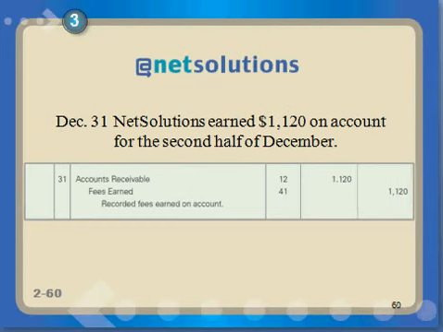Okay, and then on December the 31st, Net Solutions earned $1,120 on account for the second half of December. So we debit accounts receivable for $1,120 and credit fees earned, $1,120. Again, this is where we're billing out, but we're not receiving the money yet.